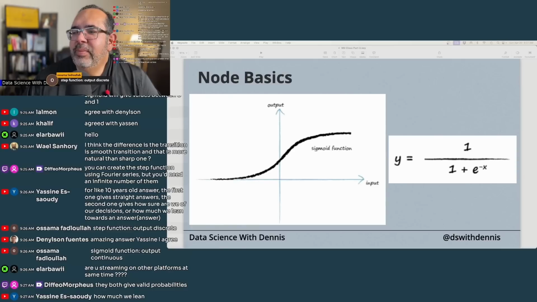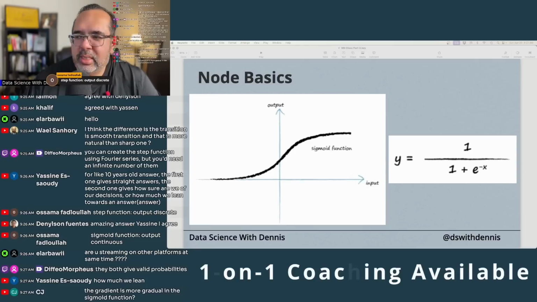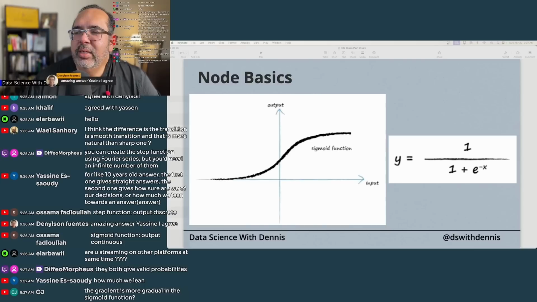Osama says a step function gives you a discrete output. Yeah, right. We're gonna come back to that, but yes, Yassine, you're on the right track there. Denelson says, amazing answer, Yassine. I agree. Yeah, so Denelson, think about that too, though, right?